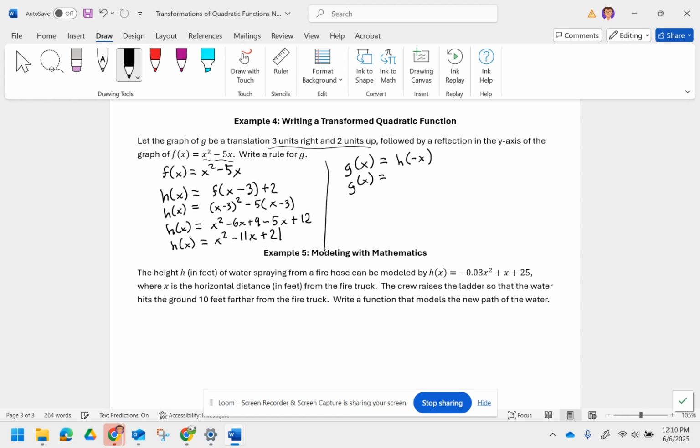So let's simplify that. Now, once again, just like before, everywhere I see an x, I'm going to put parentheses and change it to negative x. So rather than x squared, we have (negative x) squared minus 11 times (negative x) plus 21. Anything squared, a negative times a negative, is going to be a positive, so (negative x) squared is really just the same as x squared. A negative 11 times a negative x becomes positive 11x.